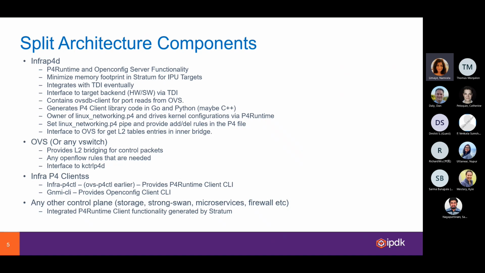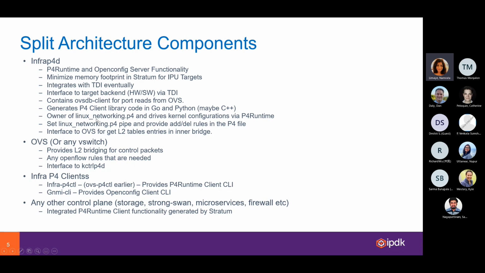Then we have an interface to the target backend via TDI, and an OVSDB client for port read. So if something gets programmed into the ports and we need to read that from OVS, we can add an OVSDB plug and play client that can be spawned and which can listen to the OVSDB server messages. Then we have plans to generate a P4 client library code that will work with this infra P4D, which could be integrated in any application like the IPU manager application that I showed. It will be initially in Go and Python and maybe in C++.